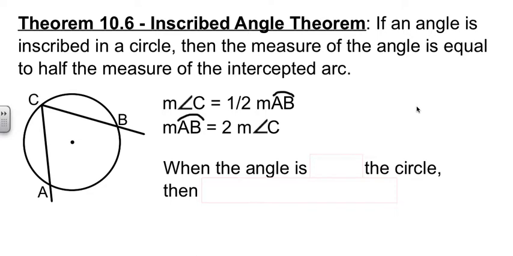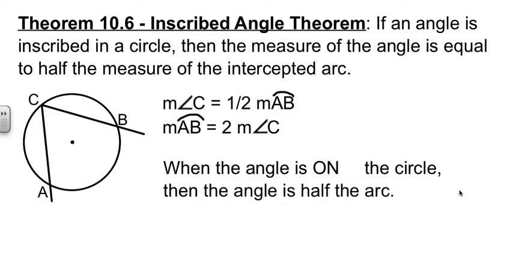If you have an angle inscribed in the circle, then the measure of that angle is equal to half of the intercepted arc. So angle C is half of arc AB. Or we could turn this around and say arc AB is twice as much as the angle. You'll hear me say this quite a bit when you're asking questions: if the angle is on the circle, then the angle is half the arc. The angle is half the arc.